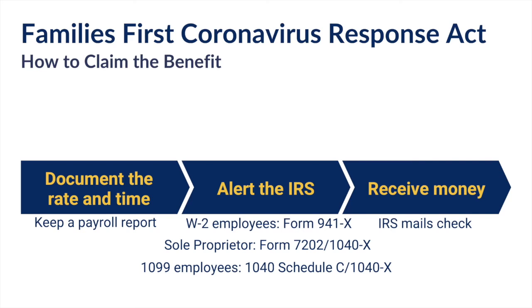Once you've alerted the IRS through one of these vehicles to your eligibility, you receive a check. It's a normal rainbow colored IRS refund check. There's no forgiveness process. This isn't a loan. It's what they call a refundable tax credit, so it comes back to you in cash.